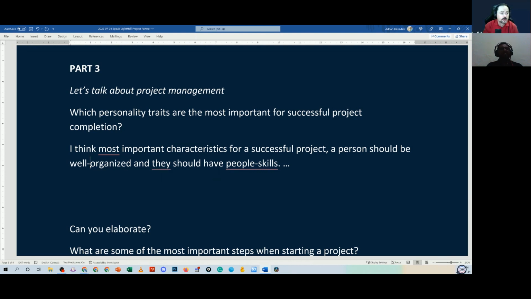You said Lovedeep is an organized person. So this is where part two, if you do a good job, becomes very useful for part three, because you can make that connection and you can use the same concepts or same ideas to effectively answer part three.